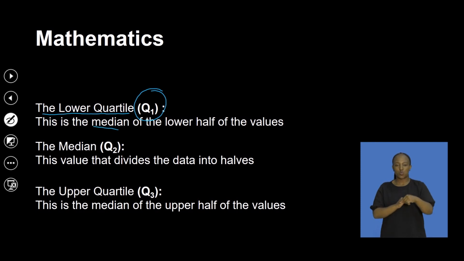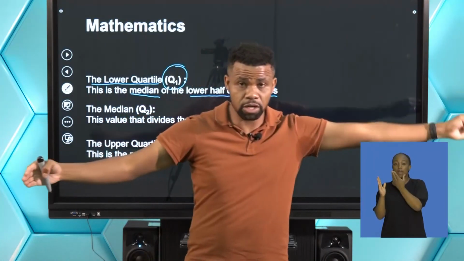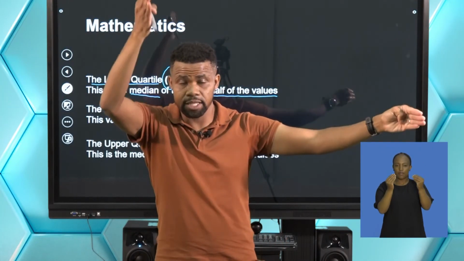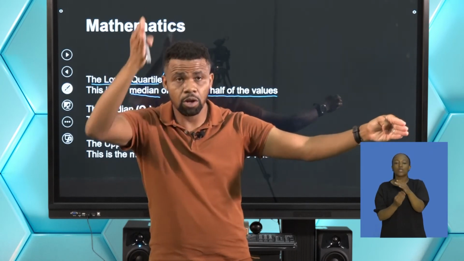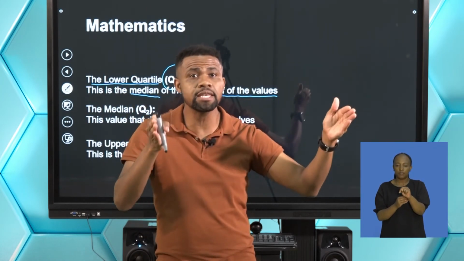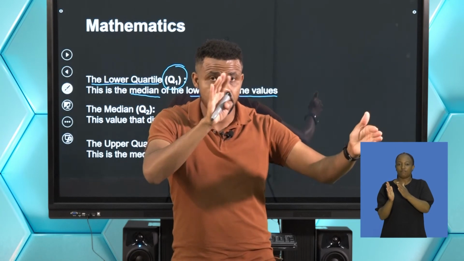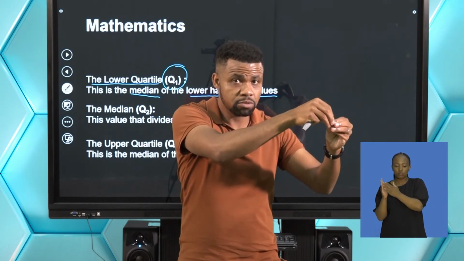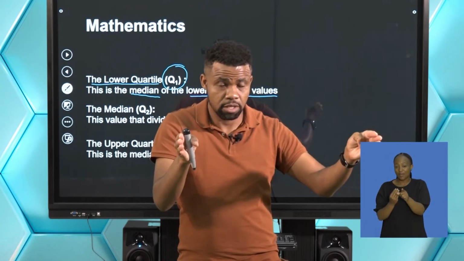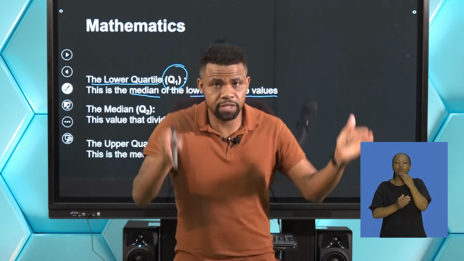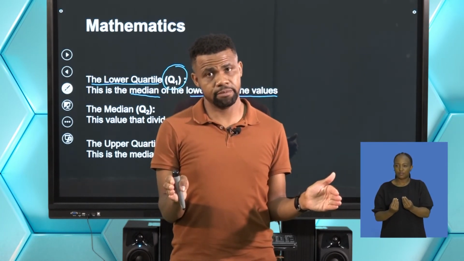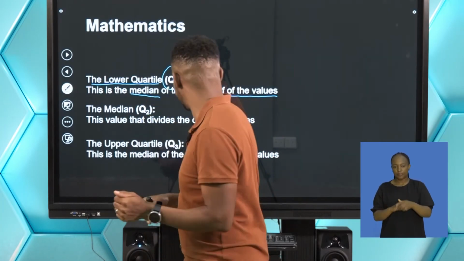The lower quartile is the median of the lower half of the data. What it means is, if I have a data set ordered from the smallest to the highest, the middle is the median. The lower quartile is the median from the smallest to the middle. In simple terms, it is the median of half of the data set. That's the lower quartile.